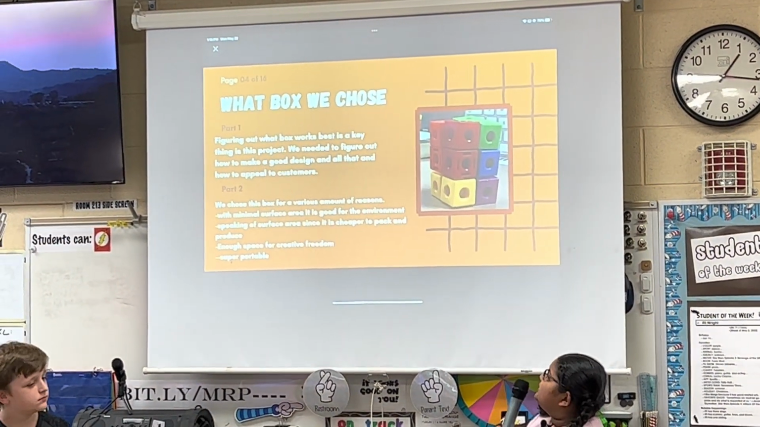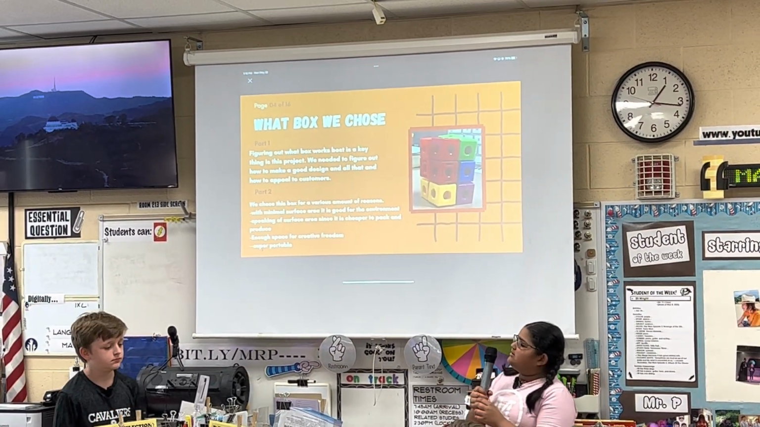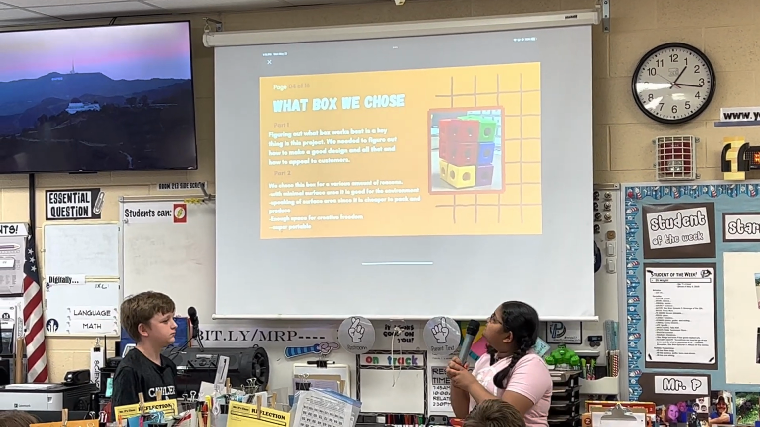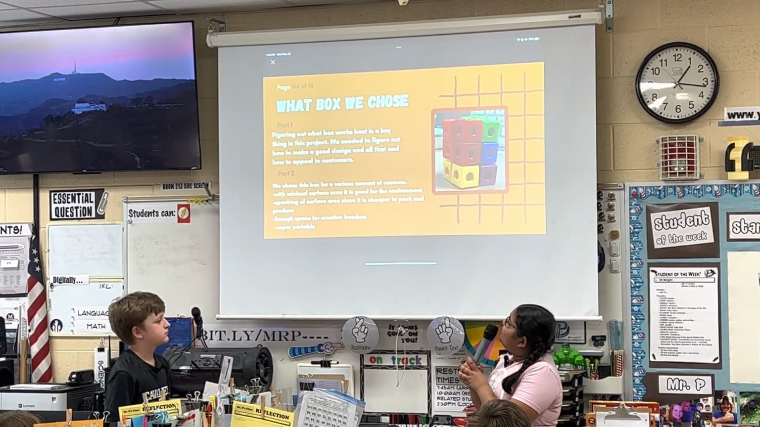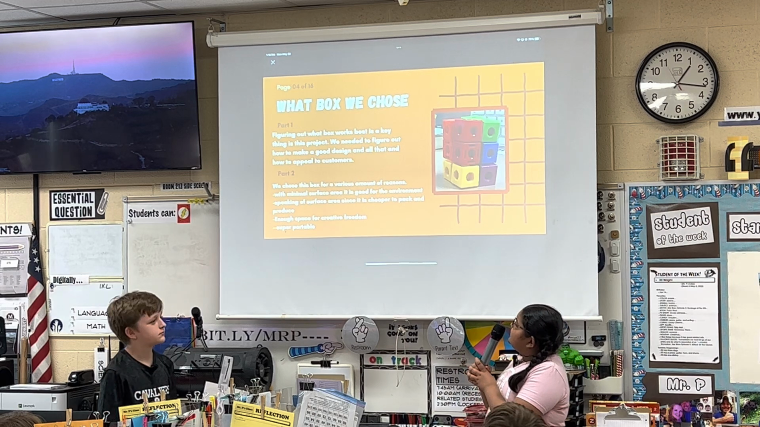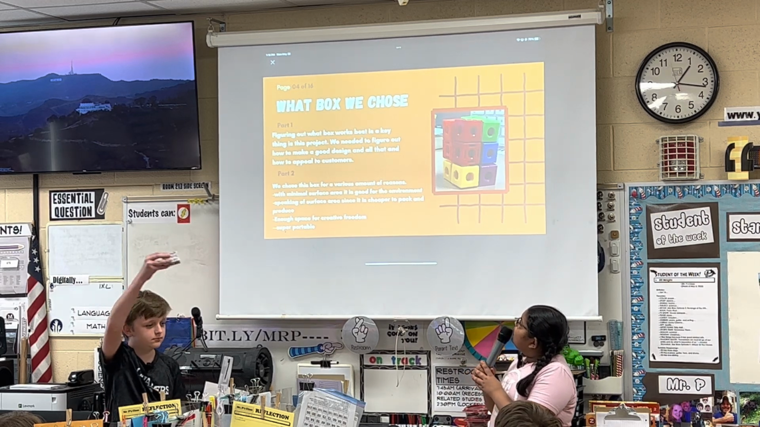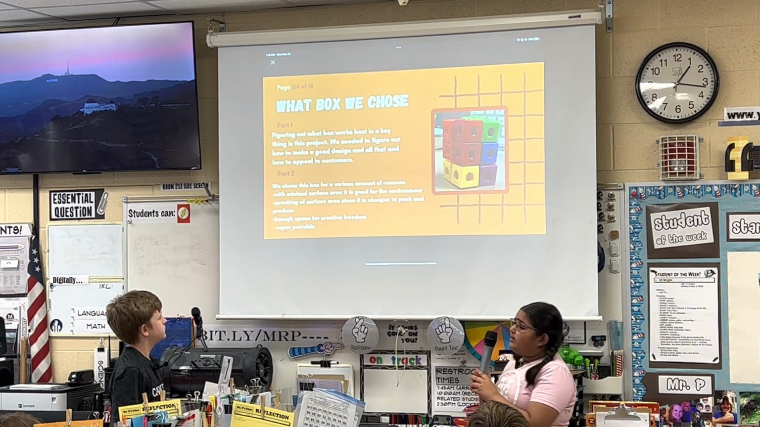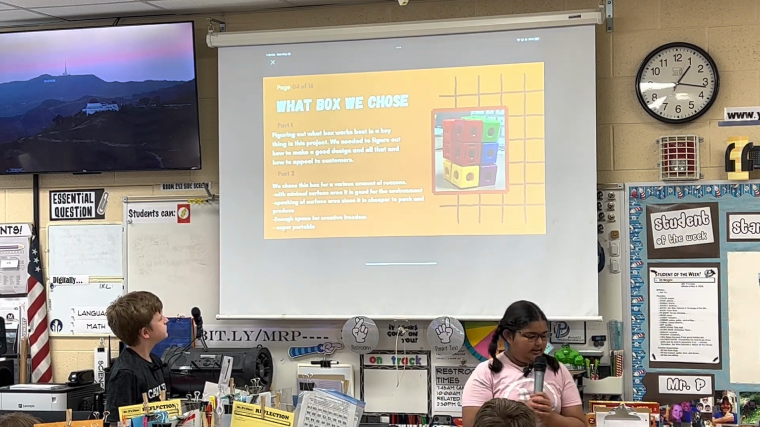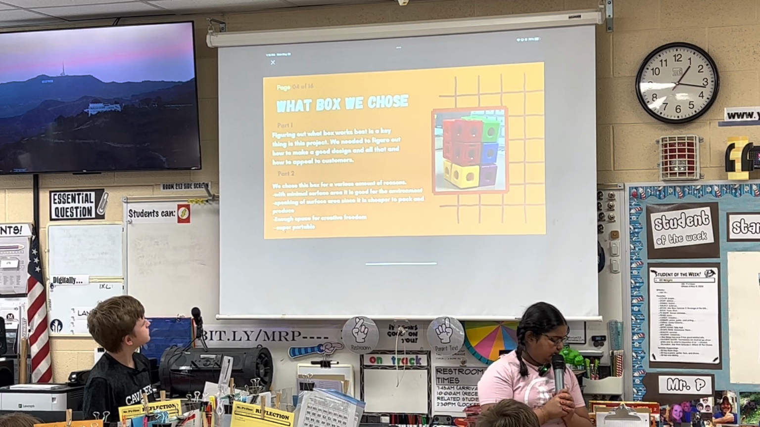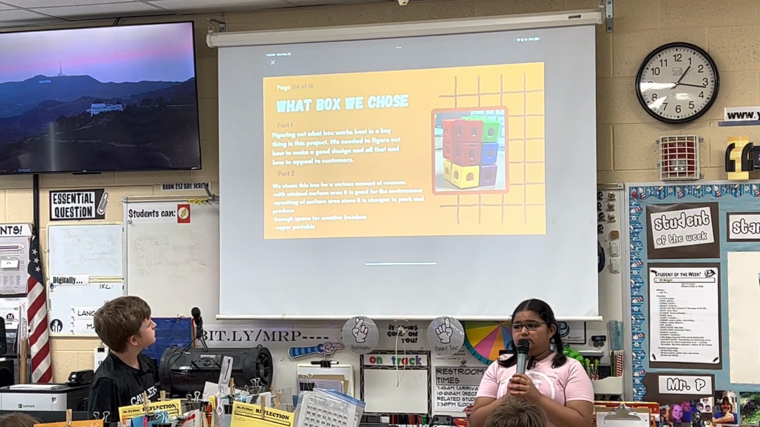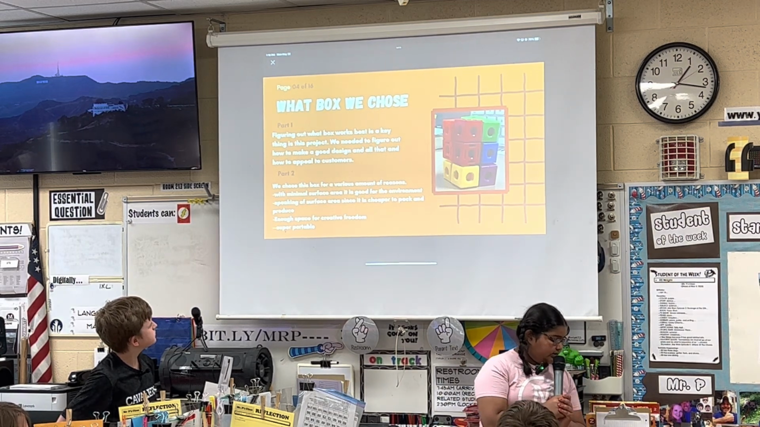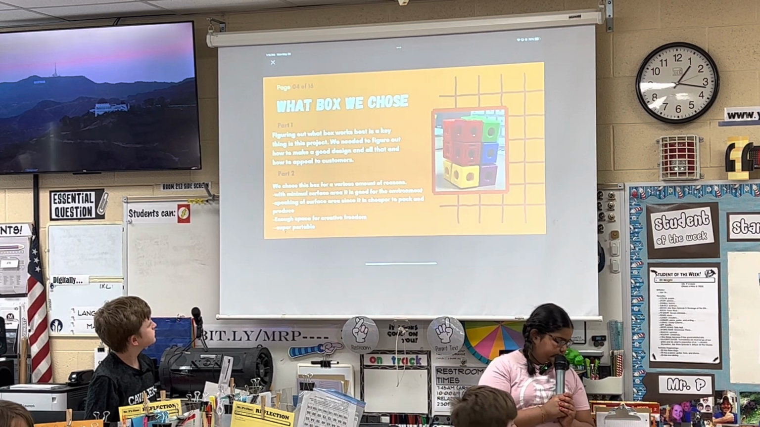So now for the most important part, what box me and Miles chose. Part one was figuring out which box works best, which is a key thing in this project. We needed to figure out how to make a good design so that it'll appeal to the customers. After we chose the general design, we had to figure out why we chose this design anyway. So we chose this box for various reasons.